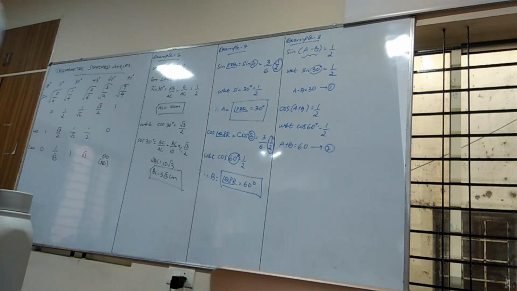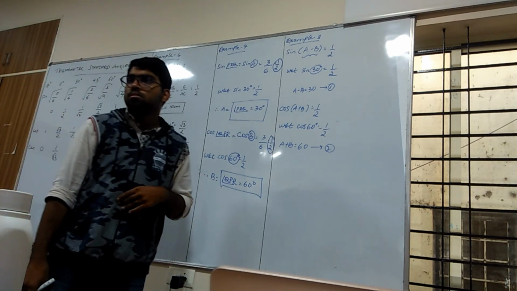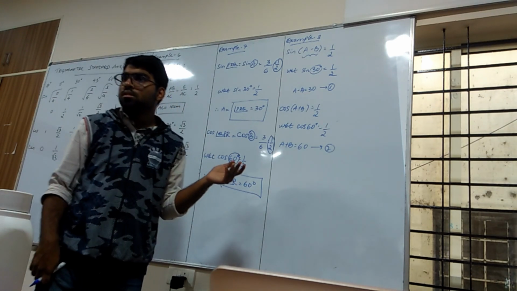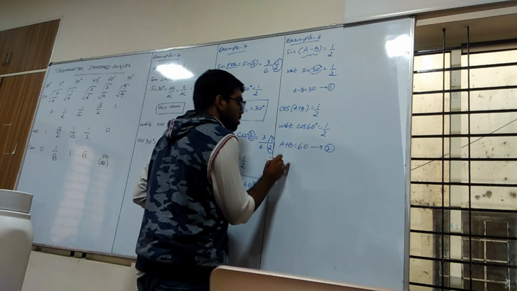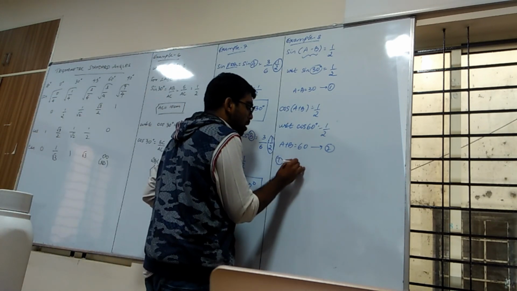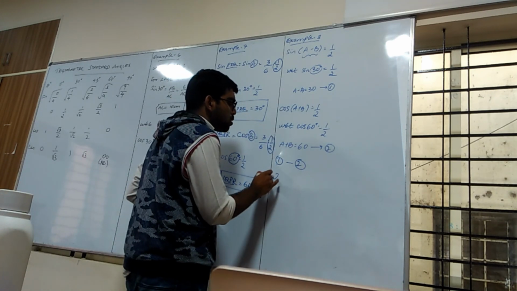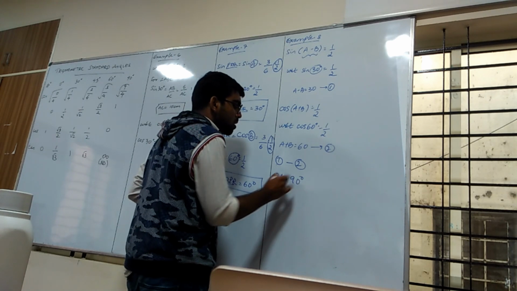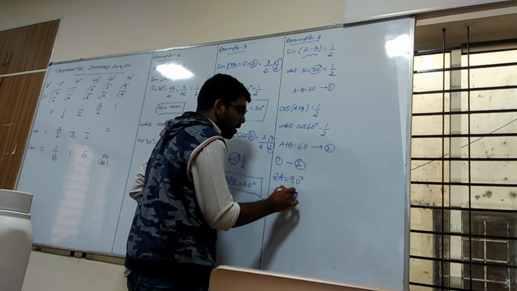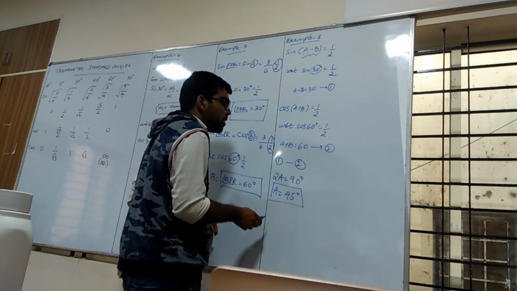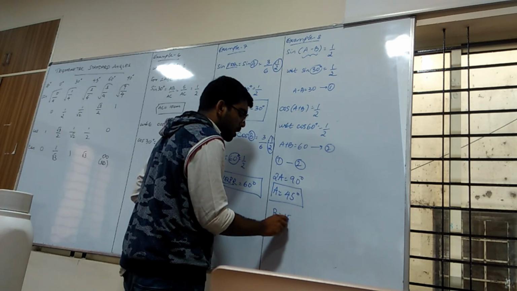This much is enough for us. You know linear equations in 2 variables, no? So what is it? Equation 1 minus equation 2. So B and B get cancelled. So 2A is equal to 90 degrees. So A is equal to 45 degrees. If A is equal to 45, substitute in any one of the equations. What will be B? 15 degrees.